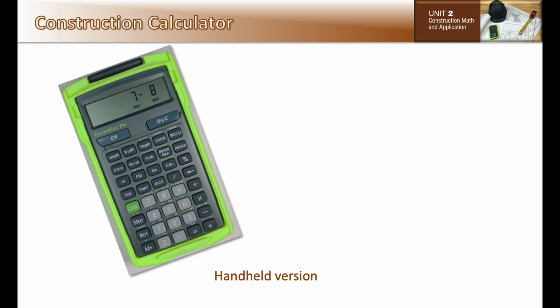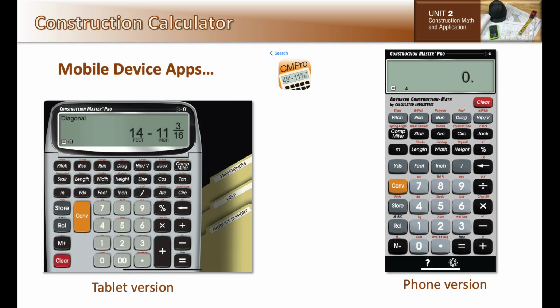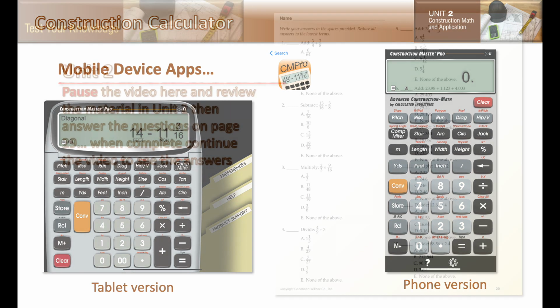A few words about construction calculators. There are several handheld devices. My favorite is made by Calculated Industries, which also has an app version available for smartphones and tablets.